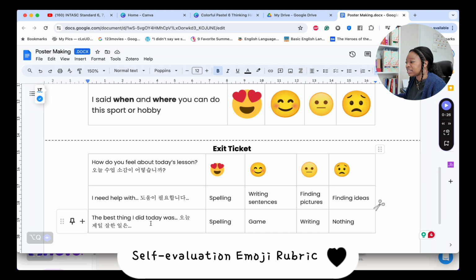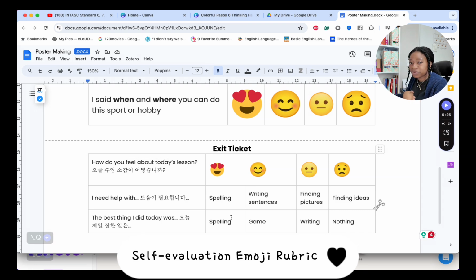The best thing I did today was, again, they tell me, we didn't get to do the game, but we did definitely do the spelling, we did writing, and then some people were like, I didn't enjoy anything. Again, I'm constantly getting information from my students.